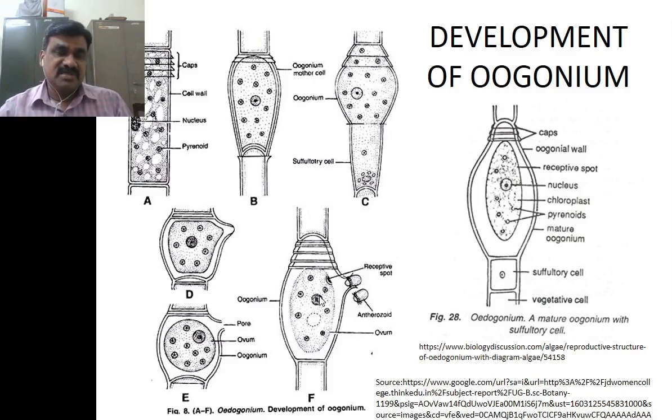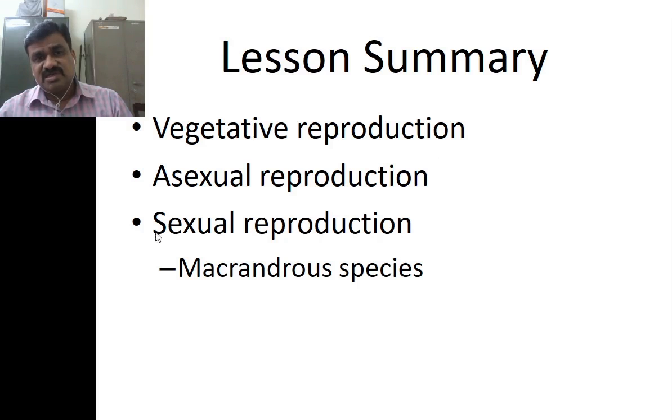This we will discuss in Anandrous species. I will explain the development of oogonium in detail in the sexual reproduction of Anandrous species, because in both species the development of oogonium is similar and the same kind of development takes place. Okay, so in this session we discussed vegetative reproduction, asexual reproduction by akinete formation and zoospore formation, and sexual reproduction, that is the development of antherozoids and the development of oogonium in Macrandrous species.